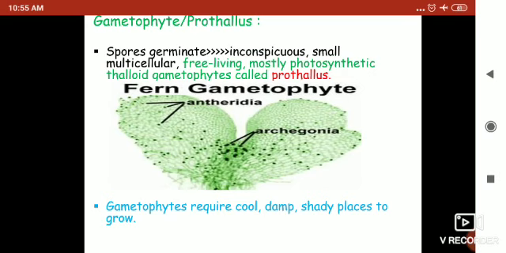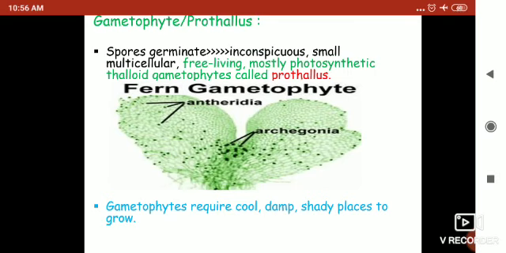Okay, let's move on to what is the nature of gametophytes and how they reproduce and give rise to sporophyte. You know that the spores germinate and give rise to gametophytes. Now, what is the nature of these gametophytes in pteridophytes? The gametophytes of pteridophytes are extremely small. They are inconspicuous, but they are multicellular, free living. Mostly, they are photosynthetic.